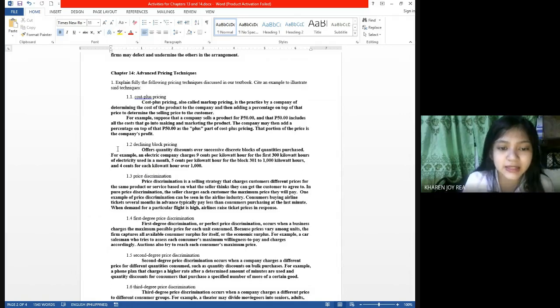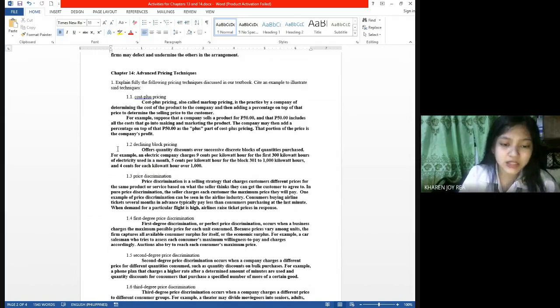Next is declining block pricing. It offers quantity discounts over successive discrete blocks of quantities purchased. For example, an electric company charges 9 cents per kilowatt hour for the first 300 kilowatt hours of electricity used in a month, 5 cents per kilowatt hour for the block 301 to 1000 kilowatt hours, and 4 cents for each kilowatt hour over 1000.